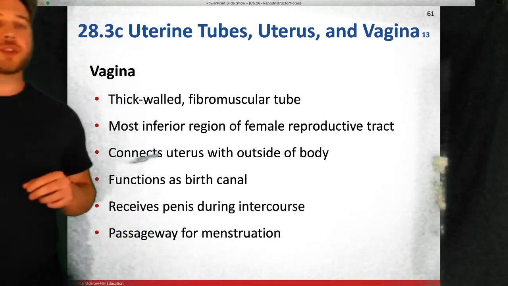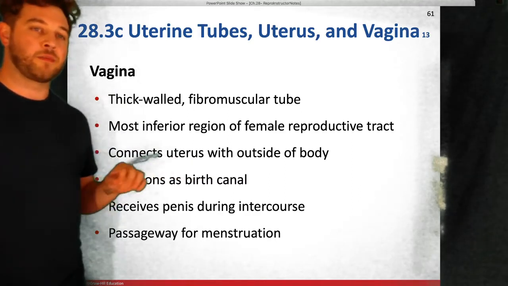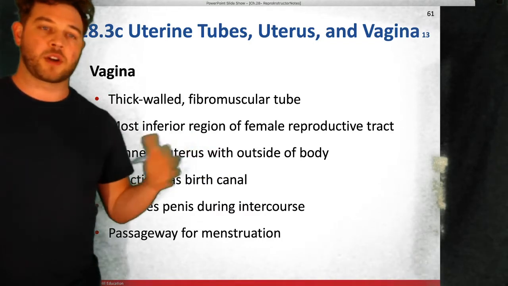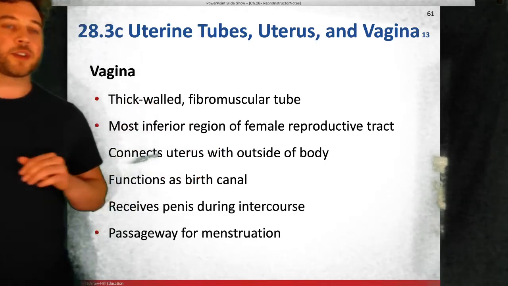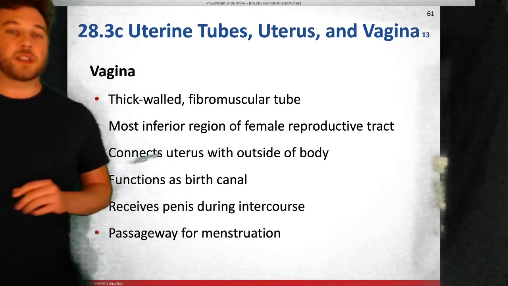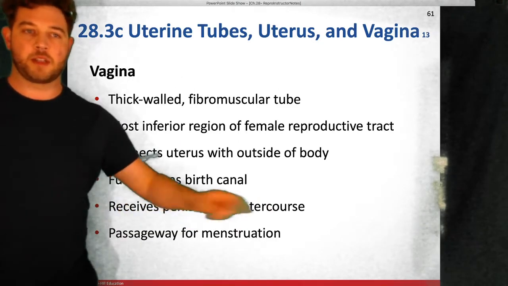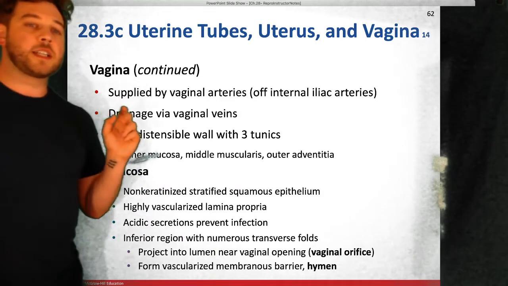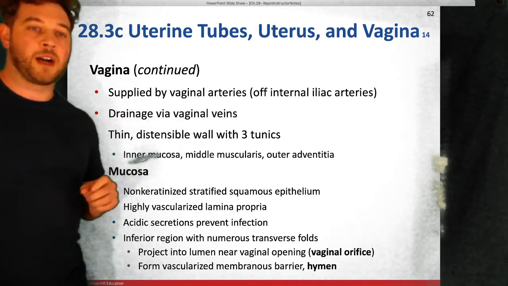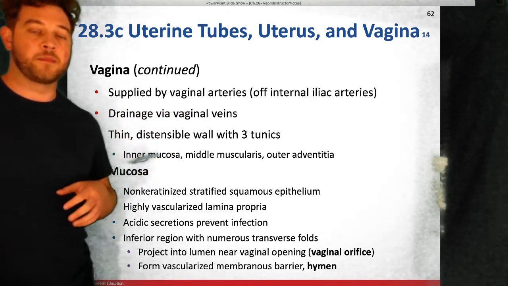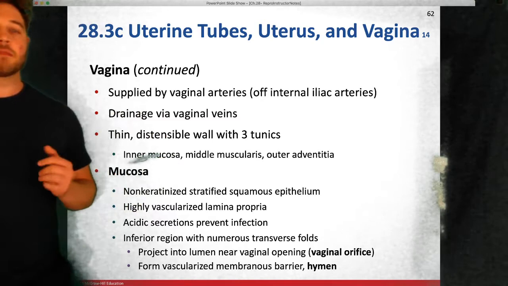The vagina is a thick-walled tube. It connects the uterus with the outside of the body and functions solely as a birth canal. In males, we'll see that the reproductive structure has a urogenital function as well. In females, the reproductive tube is only a reproductive structure. It passes menstrual flow, and receives the penis during intercourse, or copulation. The vagina is supplied by vaginal arteries and drained by vaginal veins. Its thin, distensible wall should be able to stretch and accommodate both the penis and the expulsion of a fetus.